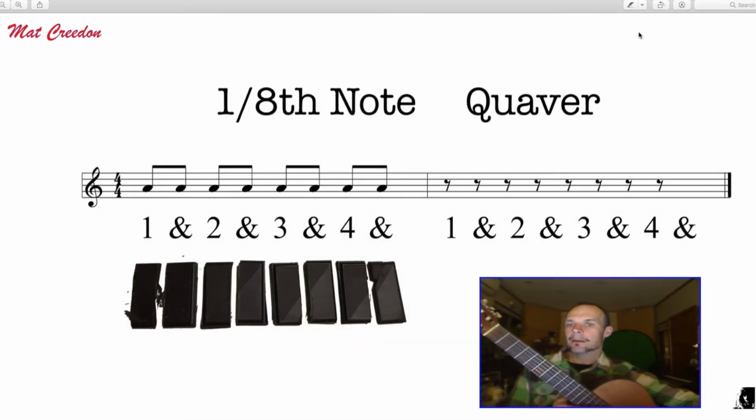Okay, next up is the 8th note. Now the 8th note is also called a quaver, and as you can see, an 8th note is half of a quarter, and 2 of these quavers, or 2 of these 8th notes, make up 1 quarter. Here's the 2nd quarter, here's our 3rd quarter and 4th quarter, and over here are our 8th note rests.